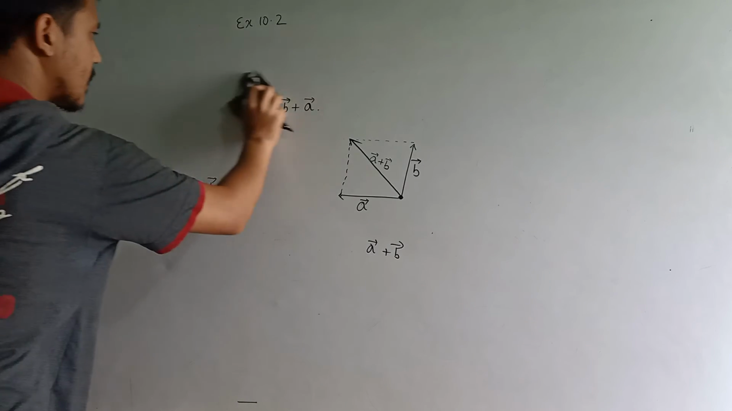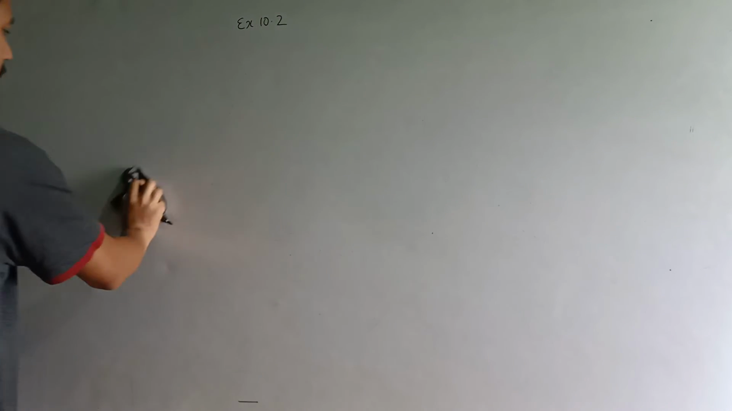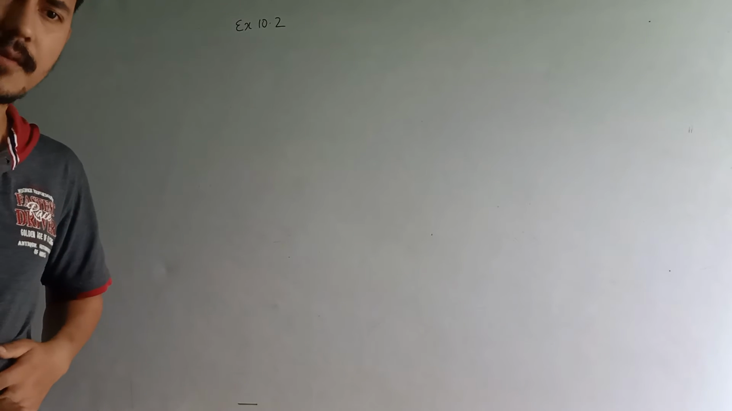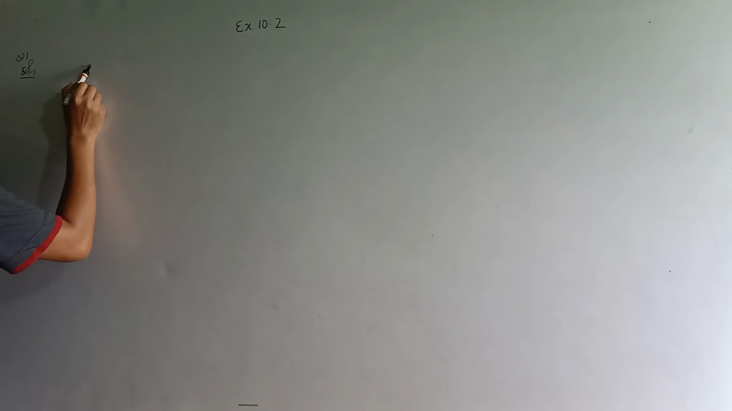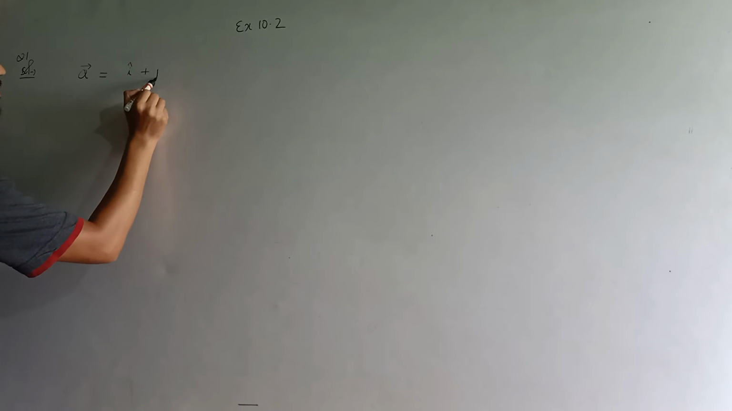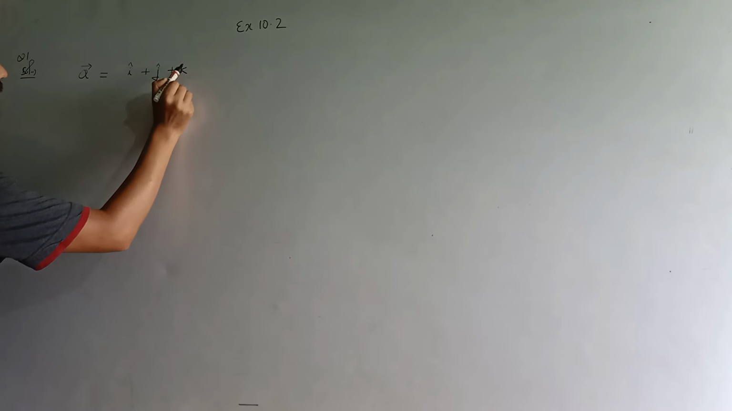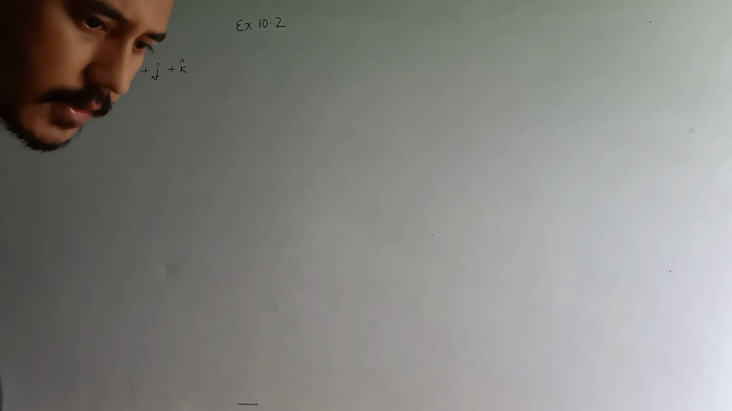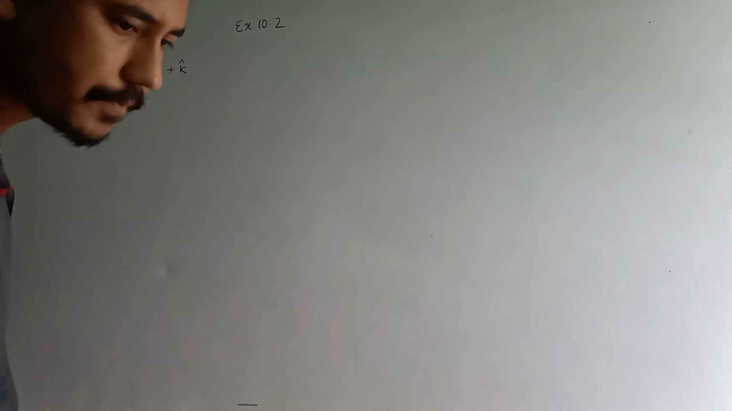So let's try some of the exercises. In question number 1, what are you asked to determine here? Compute the magnitude of the following vectors. You have to find out the magnitude of the following vectors, right? What is your first given vector? Vector A is equal to I cap plus J cap plus K cap. That is your first vector. Okay, and I'll do another one.